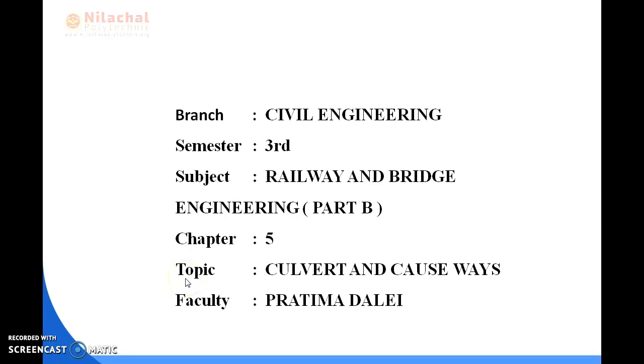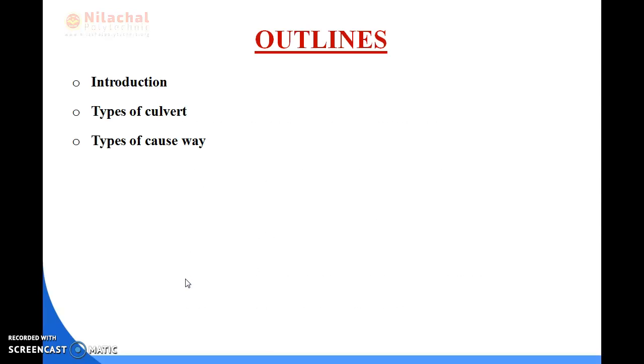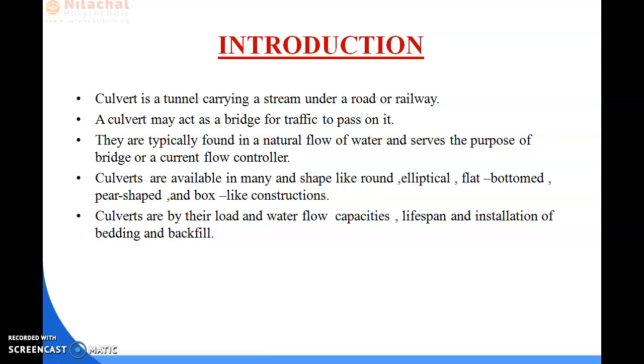Today we are going to start our last chapter of bridge engineering, which is culverts and causeways. This chapter contains the introduction, types of culvert and types of causeway. In this chapter we discuss these one by one briefly. Come to the slide. First one is the introduction.